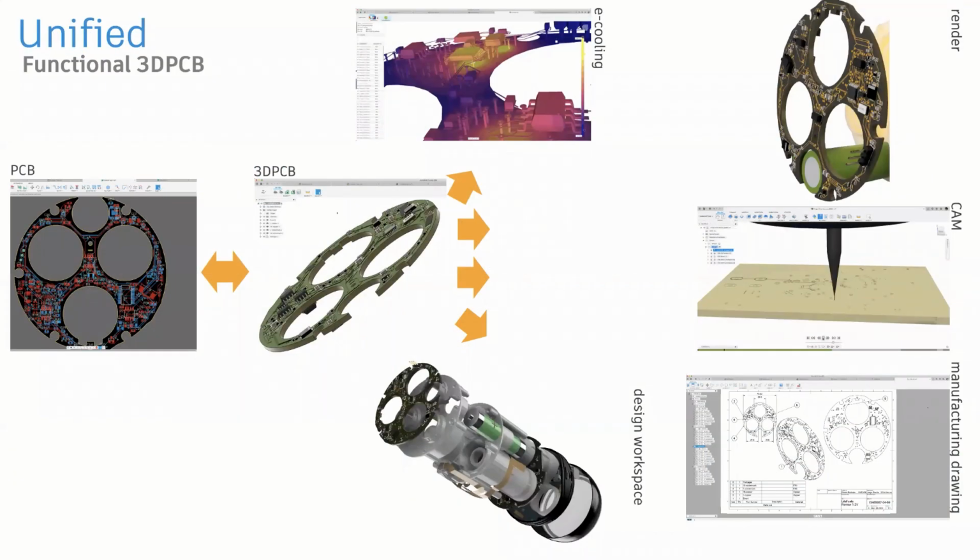I put the screenshot because from the 2D PCB, you generate the 3D PCB, and they're tied together. Changes from the 2D PCB and the 3D PCB are tightly tied. But from the 3D PCB, you could do all this. You could do e-cooling, you could do render, you could do CAM if you want to etch out your own PCBs. You could do the manufacturing, and you could insert that circuit board into the design workspace.